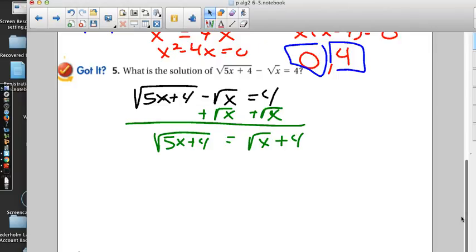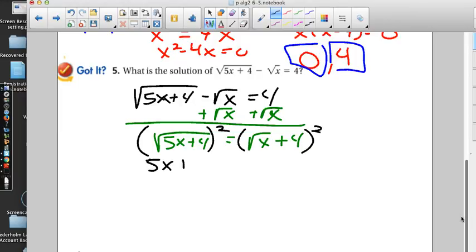Square them. Where'd your squaring go? Square root of x squared is x. 4 squared is 16. Multiply the square root of x times 4 and double it. What's up next? x plus 16, okay?